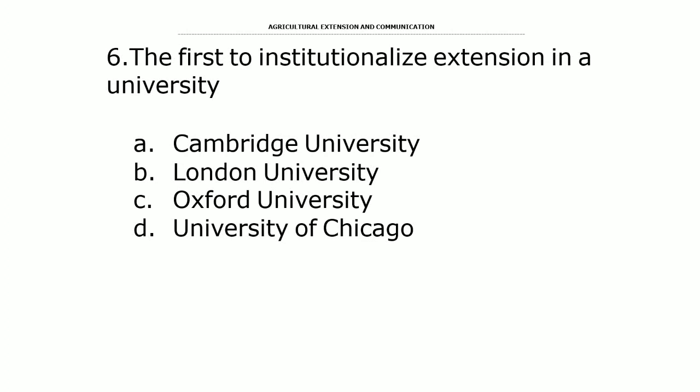Number six, the first to institutionalize extension in a university. A. Cambridge University. B. London University. C. Oxford University. Or D. University of Chicago. The answer is Cambridge University.